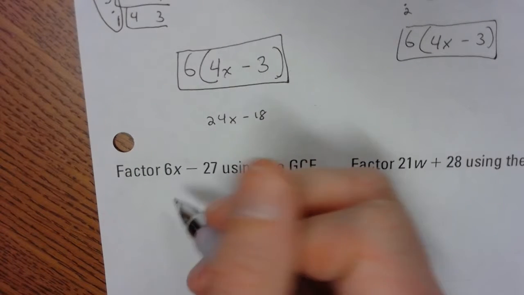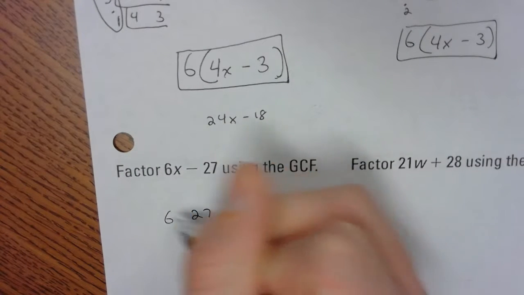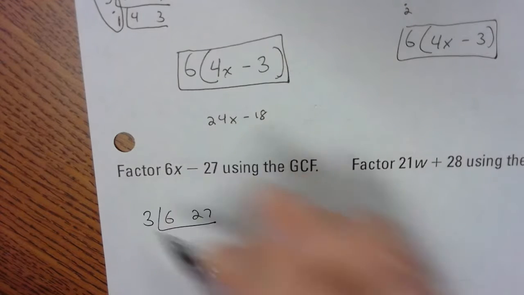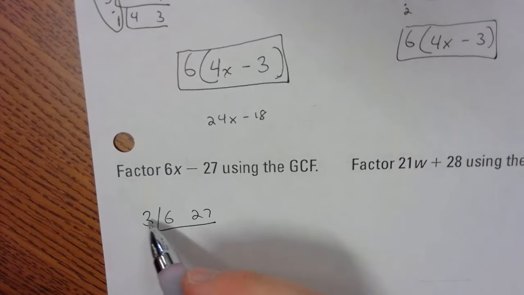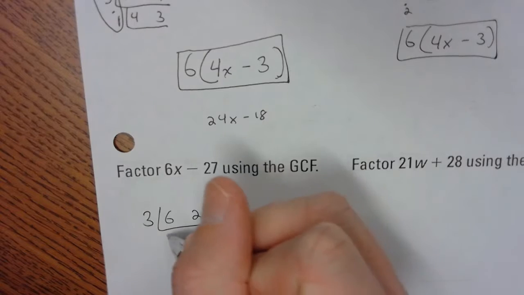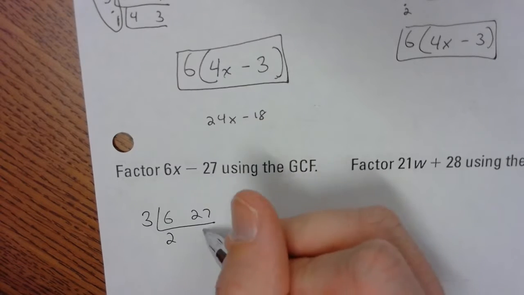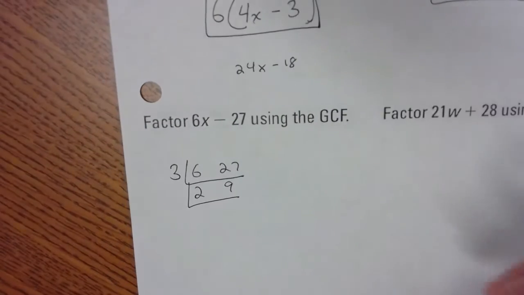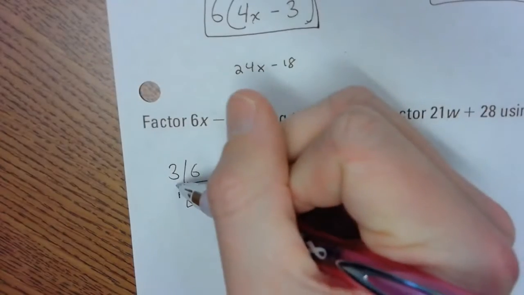So once again, let's find that GCF of 6 and 27. So what number goes into both? A 3. The bigger number you choose on your first level, the easier it's going to be, or the shorter it's going to be. 6 divided by 3 is 2. 27 divided by 3 is 9. Draw another layer. The only number that 2 and 9 share is a 1.